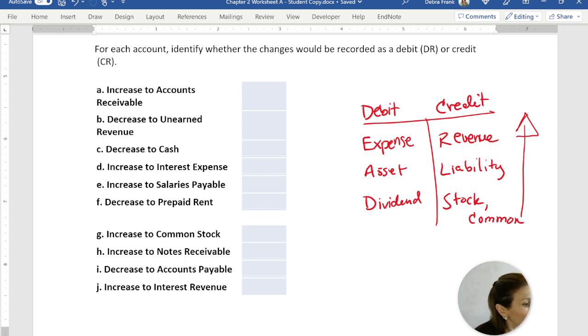So we're looking here and we see we're going to identify whether these changes are going to be recorded on the debit side or on the credit side. So they want us to write DR or CR. So it says here an increase to accounts receivable. Okay, well, what type of account is accounts receivable?